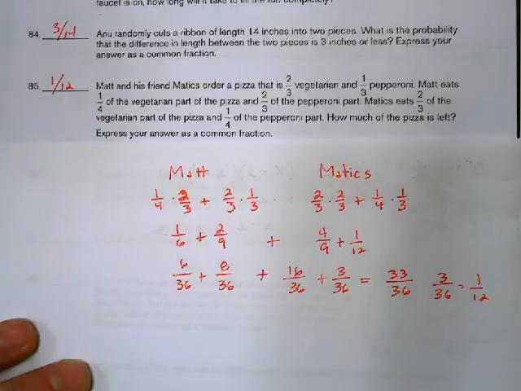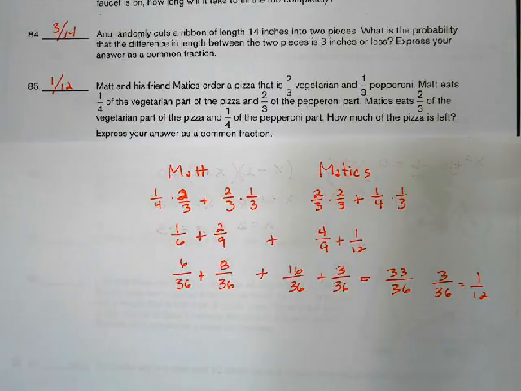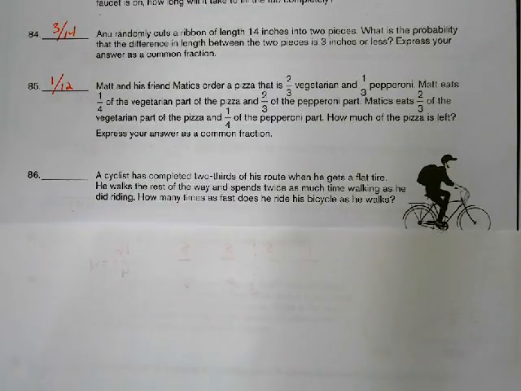All right, 86. A cyclist has completed 2/3 of his route when he gets a flat tire. He walks the rest of the way and spends twice as much time walking as he did riding. How many times as fast does he ride his bicycle as when he walks?